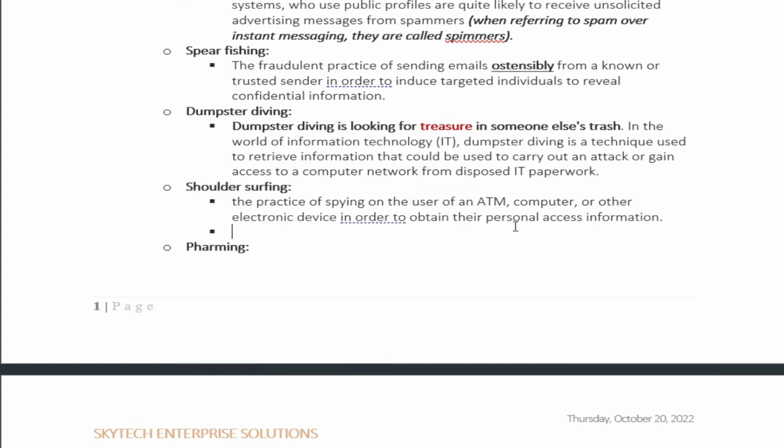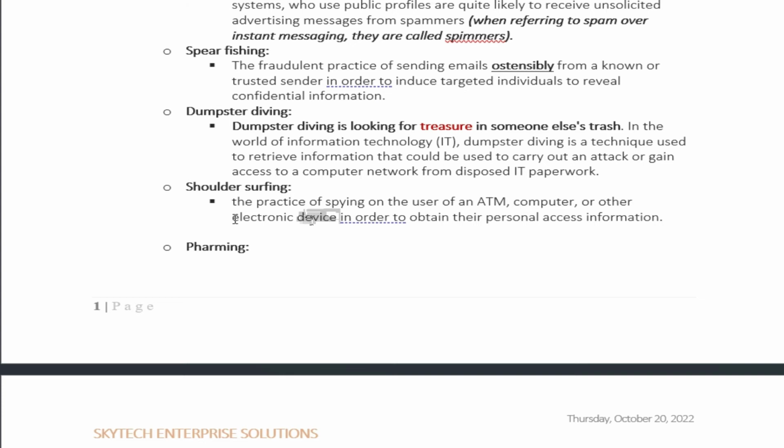Also it could be a bad guy comes into your environment. Who knows? I've heard a story where bad guys actually get interviews in certain organizations, and they'll come in early, right? They'll come in early, and so they can have access to the environment, and who knows what they can find. Shoulder surfing is a practice of spying on the user of an ATM, computer, or other electronic device in order to obtain their personal access information.